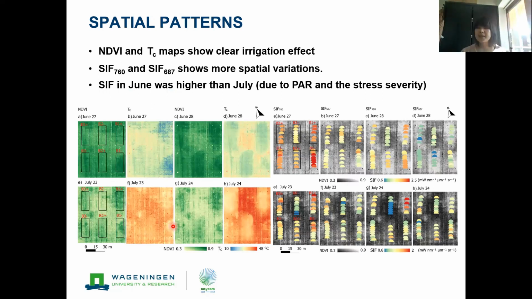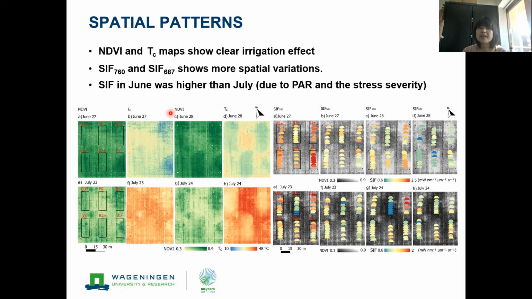Let's look at the interesting results. This slide shows the spatial pattern of some indices that we evaluate. Firstly, the red figure is the NDVI and the canopy temperature on the 4 experimental days. We see NDVI and canopy temperature maps show a clear irrigation effect. The NDVI and the canopy temperature values were lower in irrigated plots, as we see here, than in non-irrigated plots, like this part.